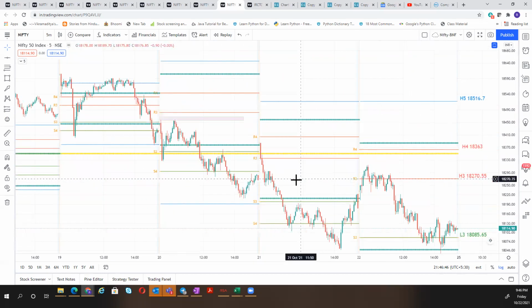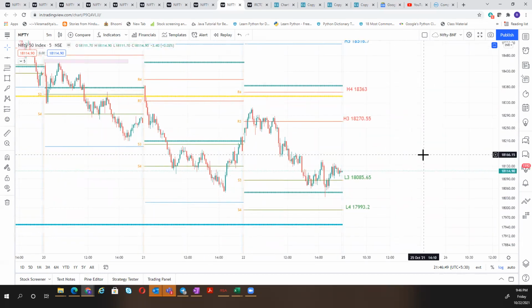And I have not yet covered some of the secrets of Camarilla pivots, similar to CPR. What are inside bars, outside bars, or ascending pivots and descending pivots? You can identify them using Camarilla pivots. But I'll be stopping it now in the interest of time. We can cover that some other time.